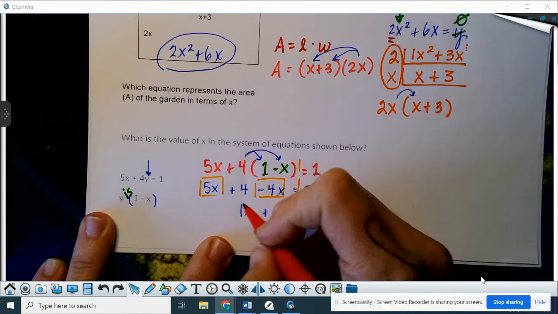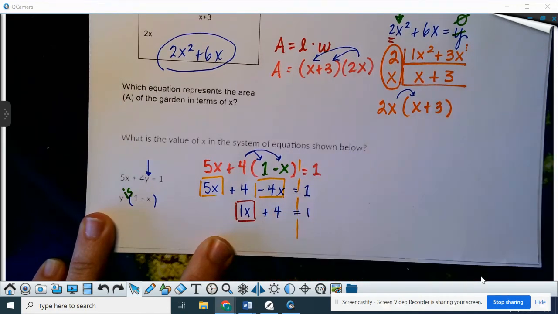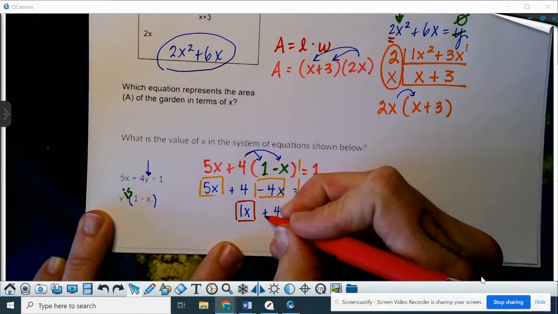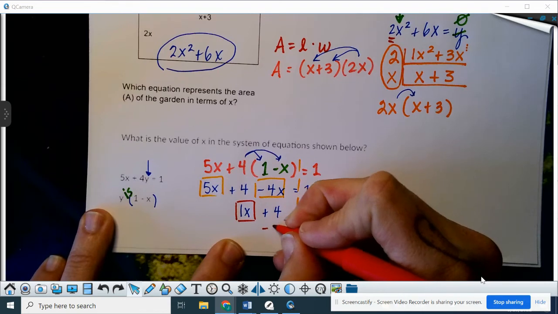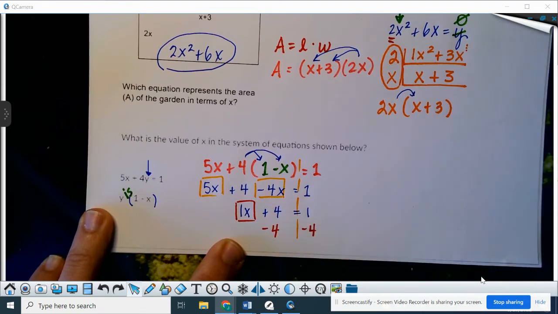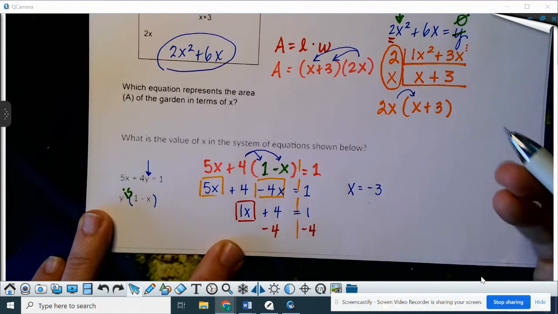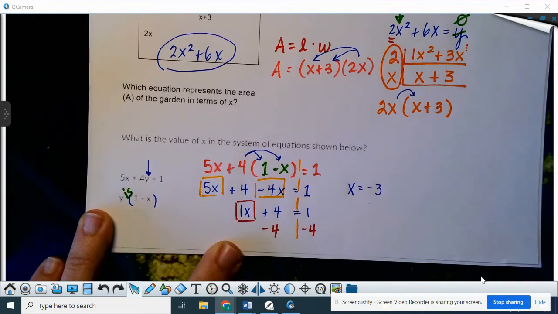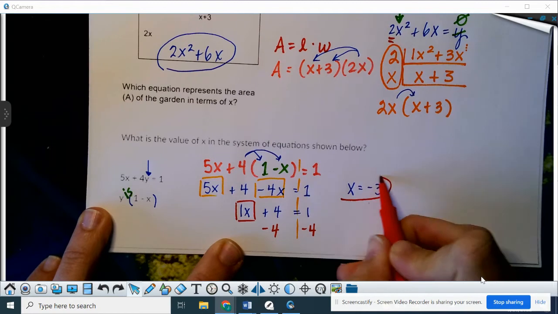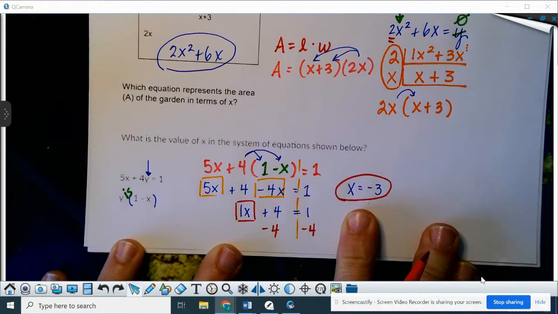So we have our x, and that 1 in the front is basically imaginary. Remember, any variable has an imaginary 1 in front of it. So we need to move that positive 4. So we're going to subtract 4 from both sides, and that's going to give me x equals a negative 3. And it just says, what is the value of x? So we're done here.